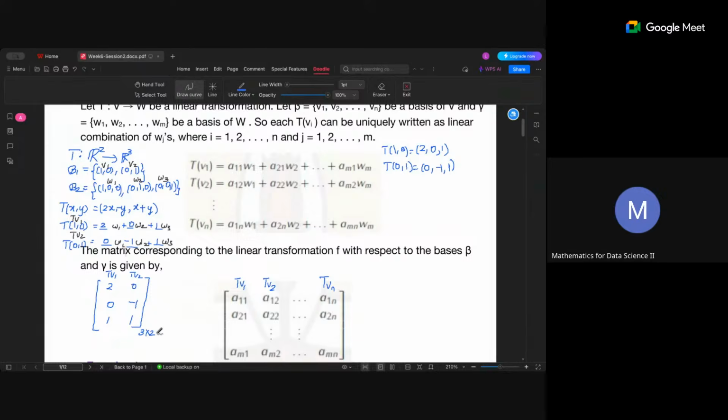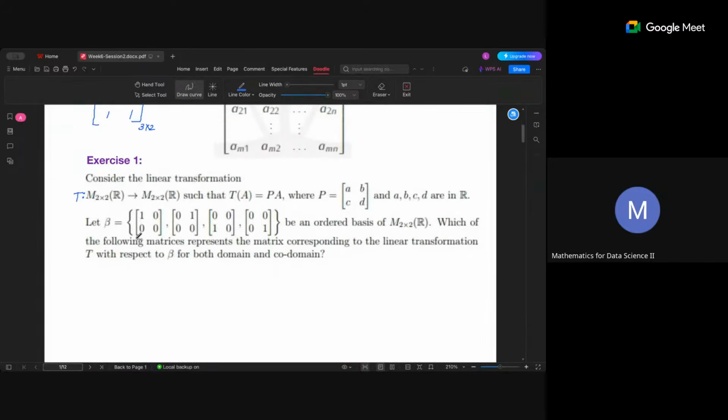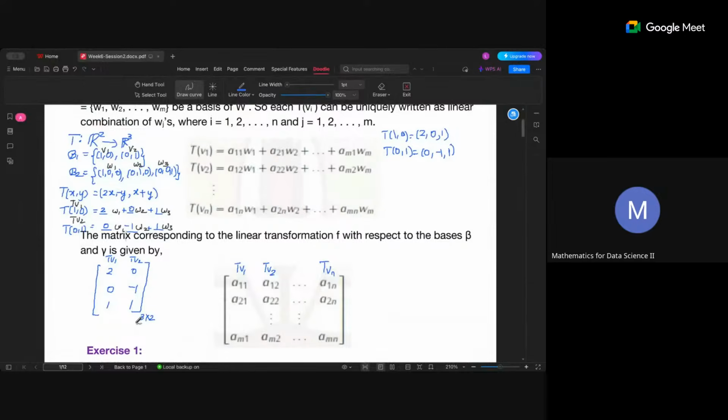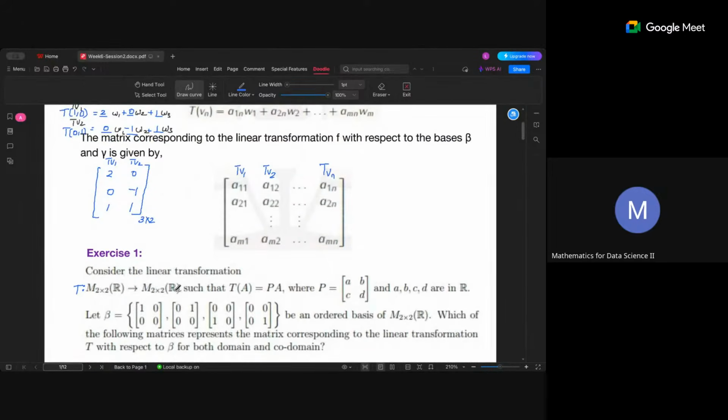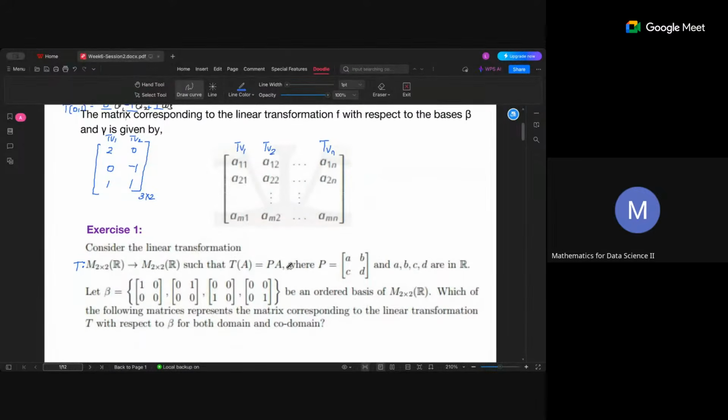Okay. Now, instead of R2 and R3, I am having matrix spaces here. But the process is exactly the same, nothing new. Here they are defining T of A equal to PA. This is how they are defining the matrix transformation, where P is some specific matrix. Let us say P is equal to [1, 2; -1, 0]. Let's take P to be this specific matrix. Now let beta be this matrix, an ordered basis of M2 by 2 of R.